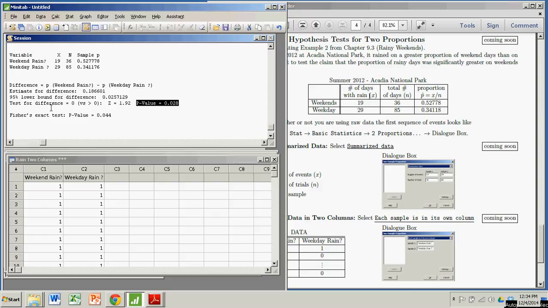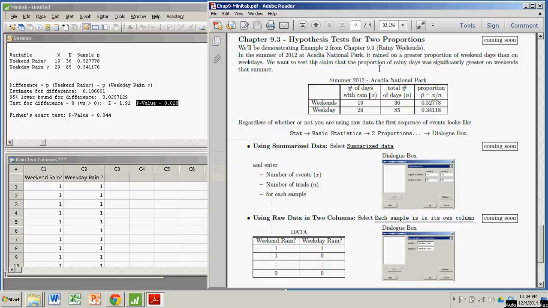It also spits out Fisher's exact test, which as far as p-values go is probably a more accurate p-value, but that's based on a non-parametric test, similar to a chi-square test. Since we're using the normal approximation to the binomial distribution here and throughout the text, we're going to stick with this p-value. So we have a p-value of 0.028. Depending on your significance level, you may reject or fail to reject the null hypothesis. If we have a significance level of 0.05, then this is less than that. I get to reject the null hypothesis, and I get to support the claim that the proportion of rainy days was significantly greater on weekends than on weekdays.